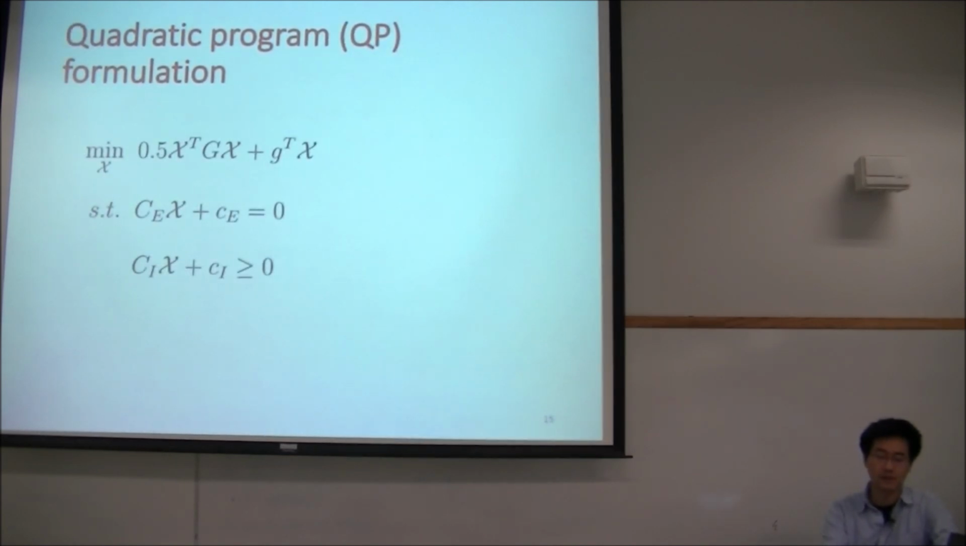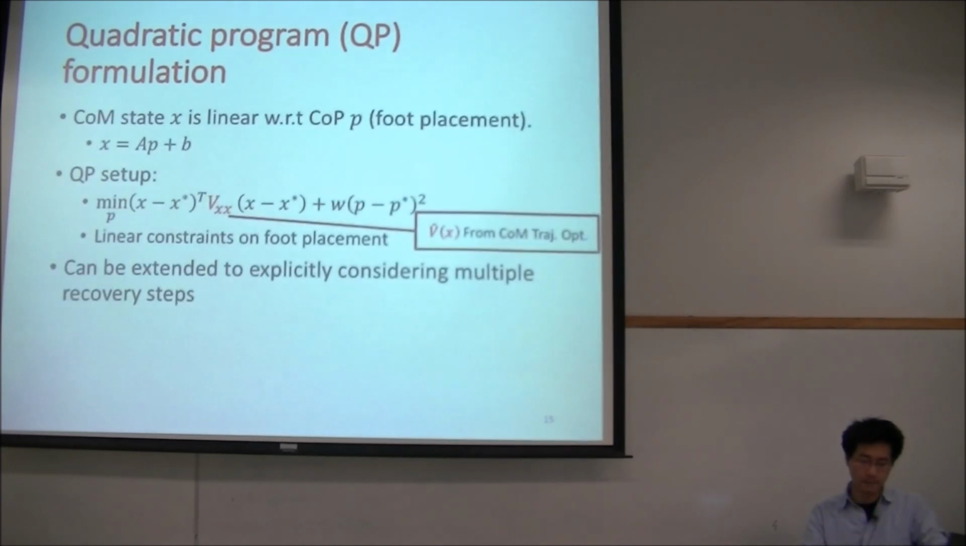This foot placement controller is formulated as a quadratic program, and this is the canonical form of a QP. We're minimizing a quadratic cost with respect to this curly X here, subject to a bunch of linear constraints that can be inequality or equality constraints. With the assumptions I just talked about, the state X here is a linear function with respect to the center of pressure, which is also the foot placement. So X looks something like this.